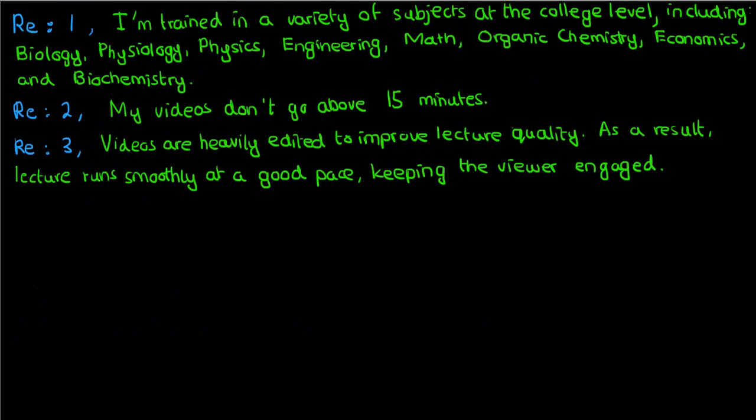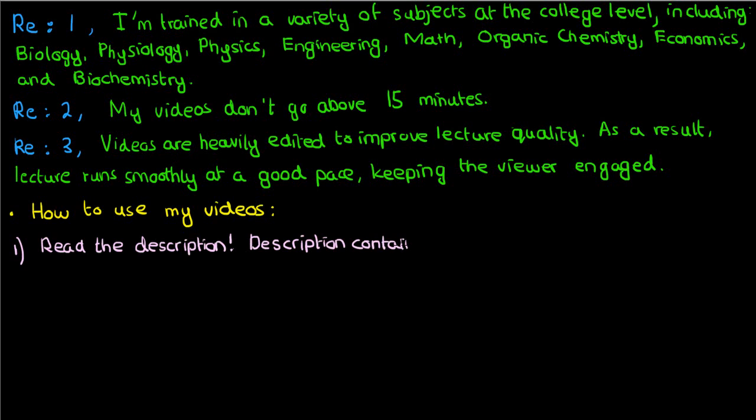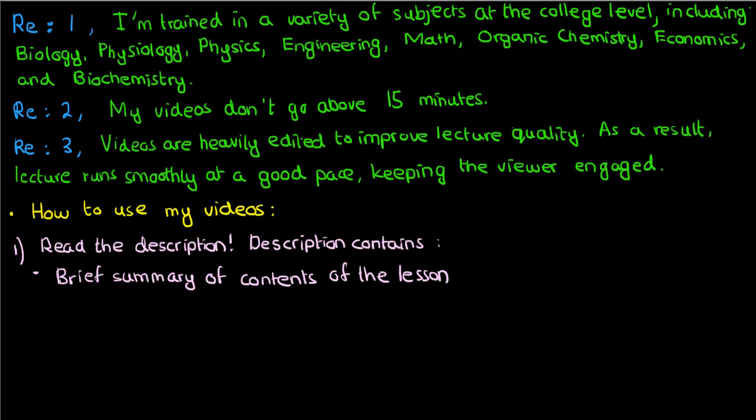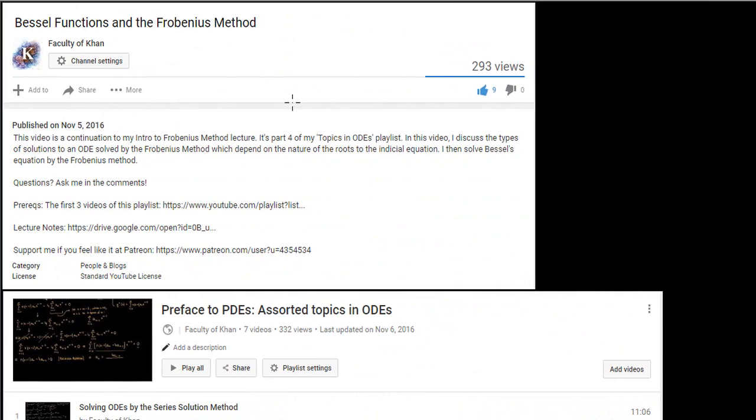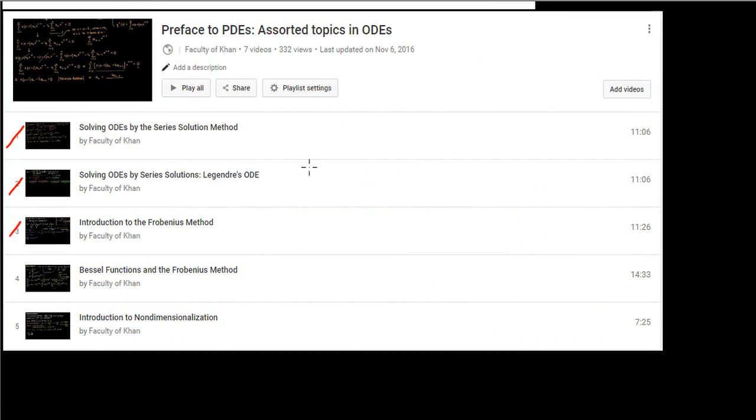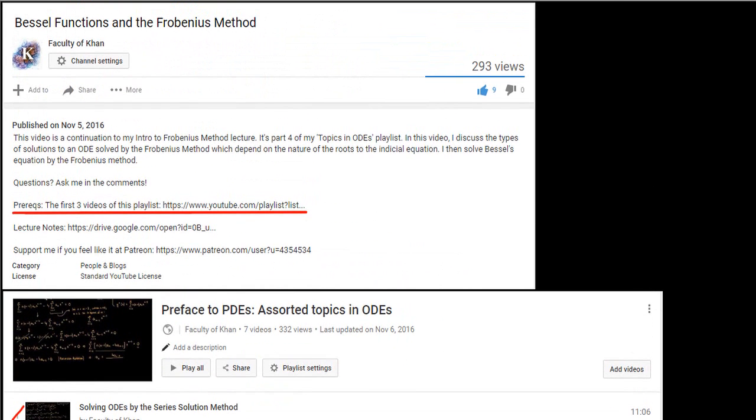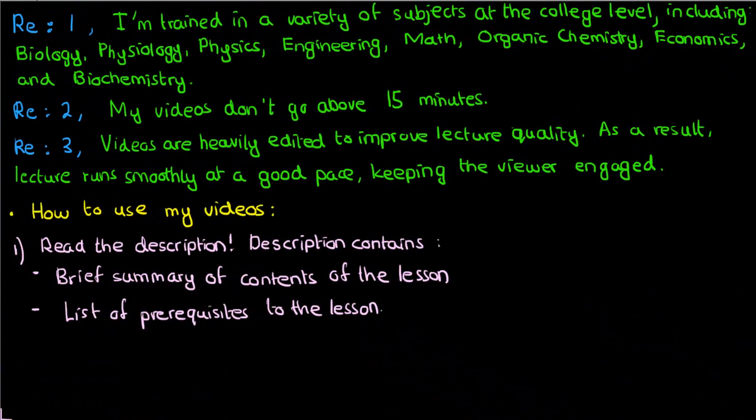Speaking of comments, let's talk about the second thing I'm going to discuss, which is how to best make use of my videos. The first thing you can do is, before watching any video I make, you can read the description. The description has a brief summary of the contents of the lesson and a list of prerequisites to the video you're watching, so you know what to read up or watch to better understand the lesson beforehand. So for instance, in my video about Bessel functions, the list of prerequisites is whatever occurred in the playlist before that video, so these 3 lessons over here. The description also contains a link to the things I wrote on the blackboard during the lesson. Some people have requested these, so I figured that I put them in every video I make from now on.